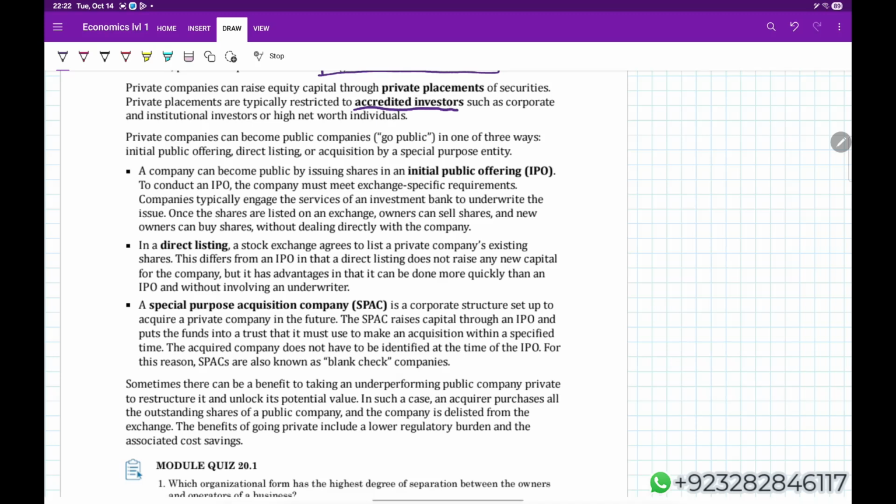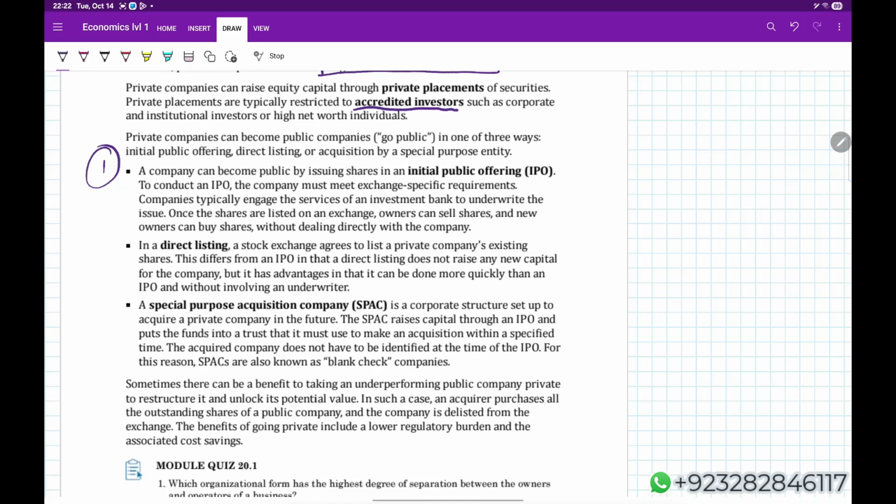Okay. Now a private company wants to become public. What are the ways? The first way is IPO, initial public offer. Initial public offer means when new shares are being offered.